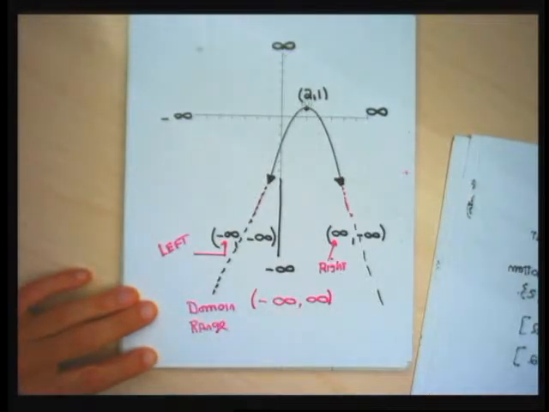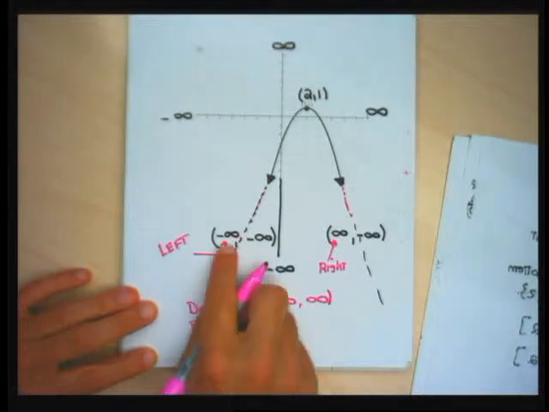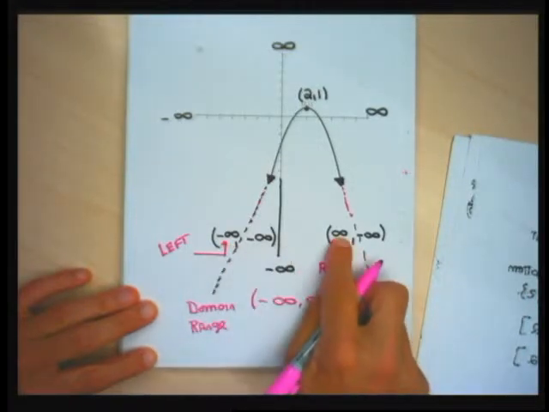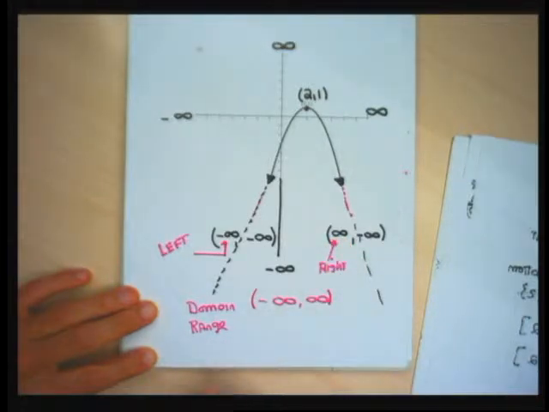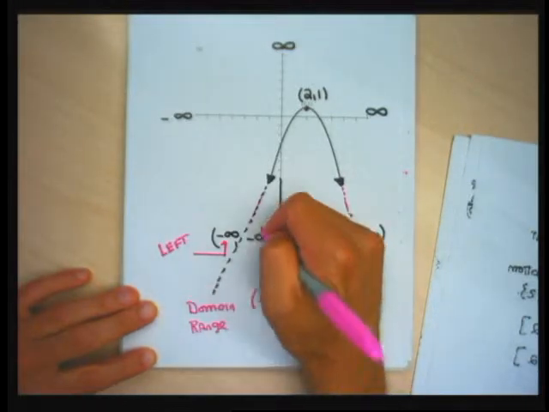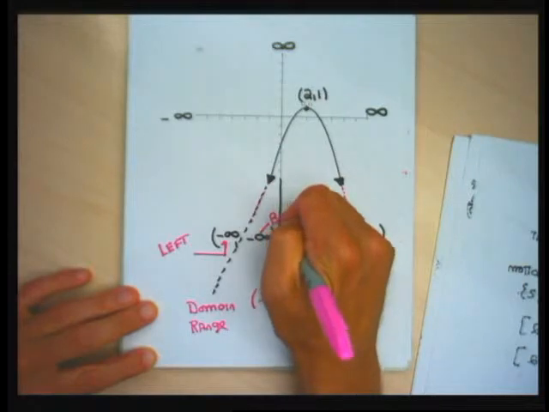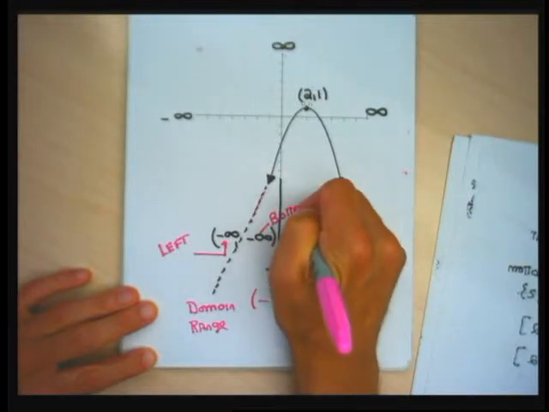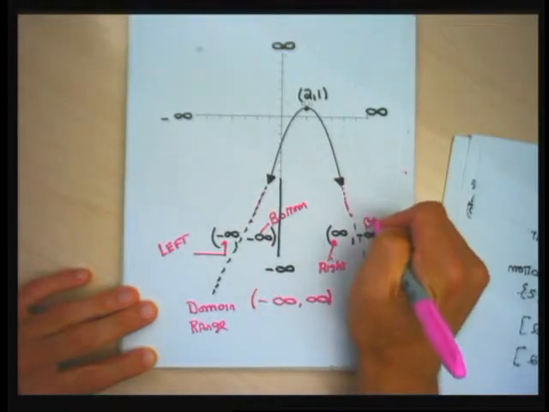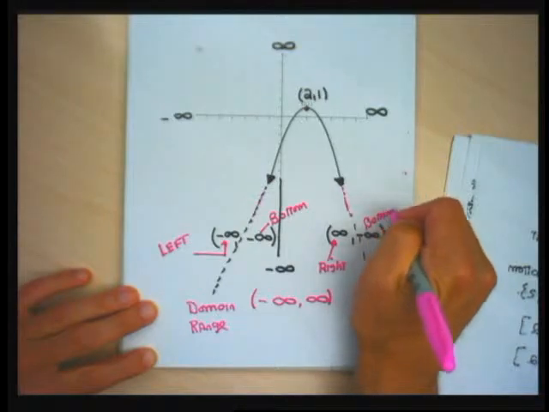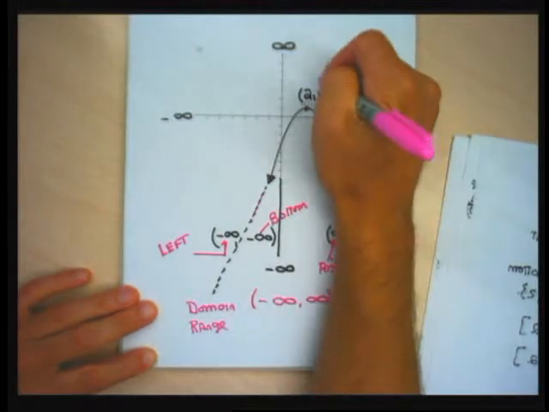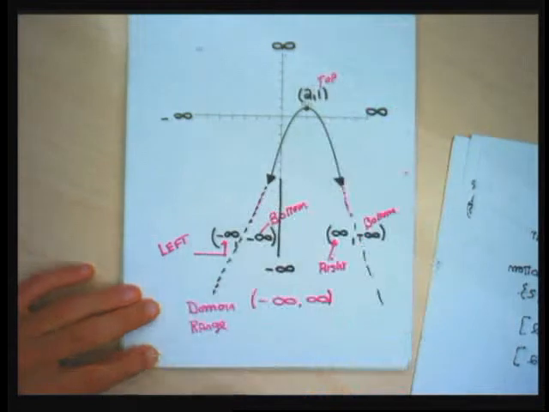So for this graph that needed to be extended, the domain is negative infinity, the x-coordinate of the far left point, to positive infinity, the x-coordinate of the far right point. For this graph, the points that I've drawn are both bottom points. And this point up here is the top point.